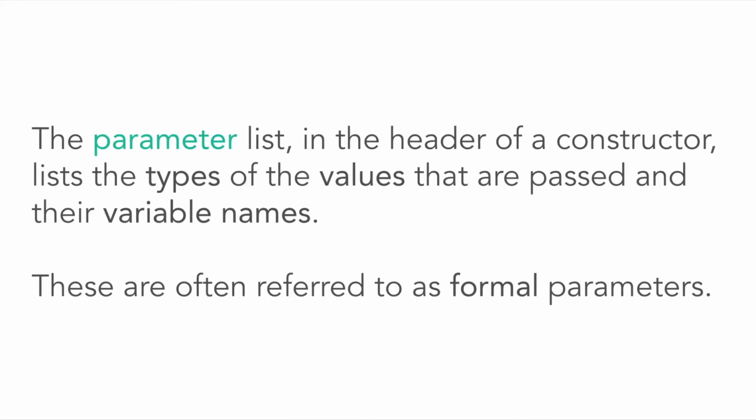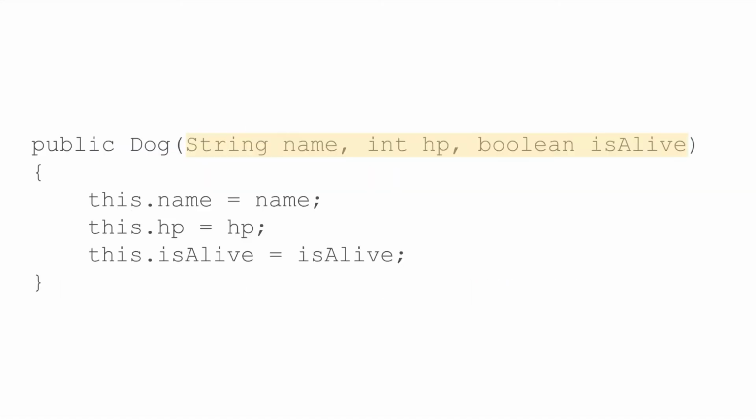The parameter list in the header of a constructor lists the types of the values that are passed and their variable names. These are often referred to as formal parameters. This is the parameter list. It is contained within the parentheses. When declaring or defining the constructor method, these are called formal parameters.